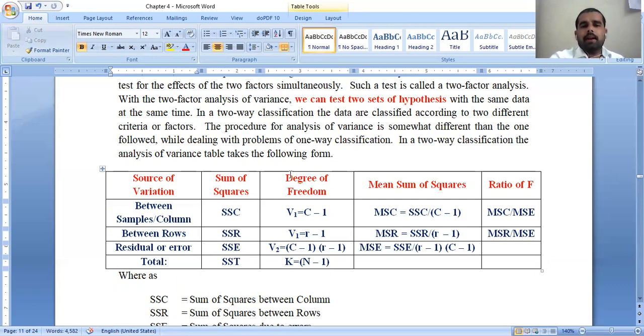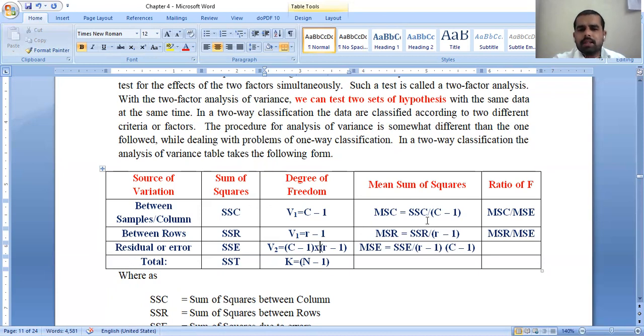Then degrees of freedom: V1 is equal to C minus 1. Again V1 here is equal to R minus 1. Then V2 is equal to C minus 1 into R minus 1. This is an important one. Then mean sum of squares, that is MSC, which is equal to SSC divided by C minus 1.